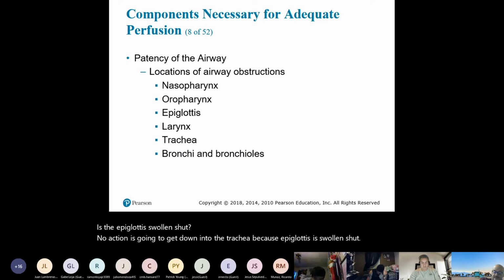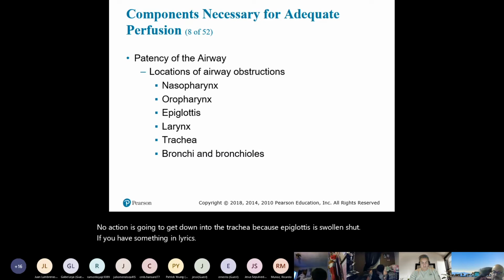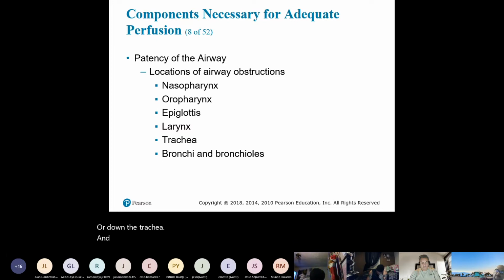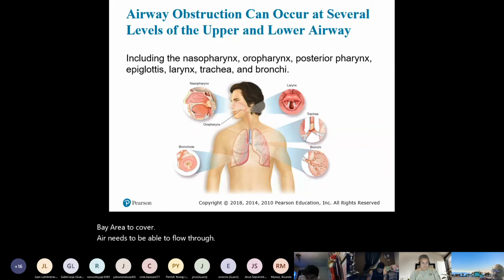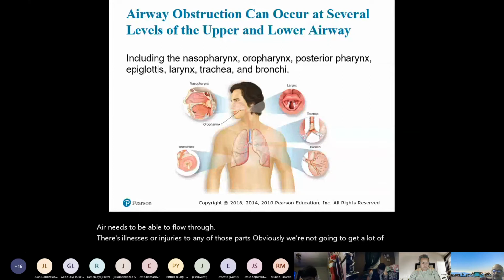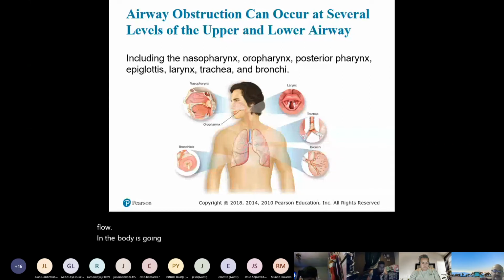If you have something in the larynx or down the trachea, and then you have the bronchi and the bronchioles. That big path, big area to cover. Air needs to be able to flow through. When there's illnesses or injuries to any of those parts, obviously we're not going to get a lot of airflow, and the body is going to resent it. And that's when we start seeing the changes.